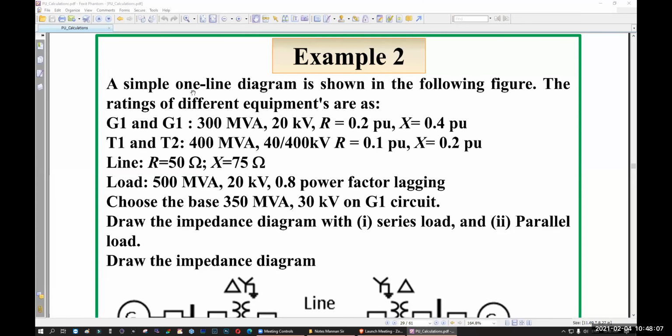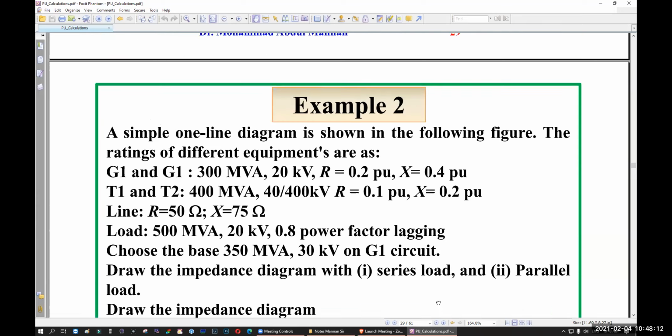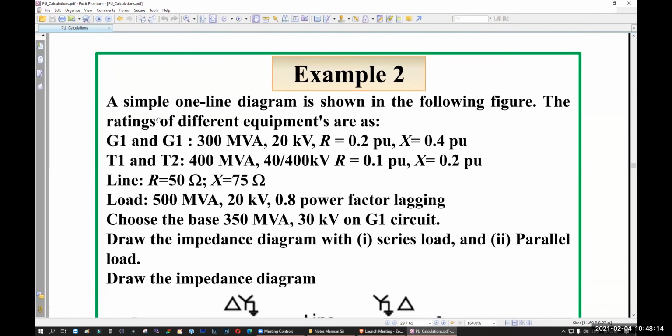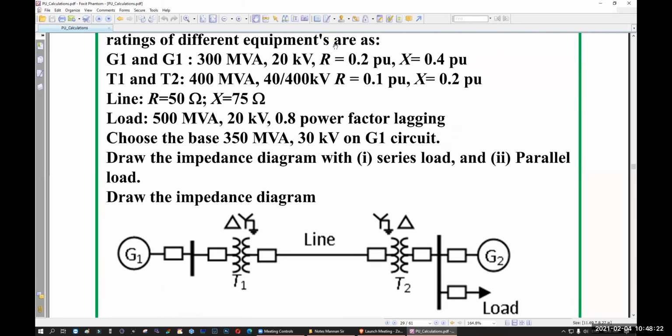Example 2: a simple one-line diagram is shown in the following figure. That means this one. Then the ratings of the different equipment, that means the rated values, are as follows. Number 1 is G1 and G2, that means generator 1 and generator 2. So you have 300 MVA, 20 kV, R 0.2 PU, X 0.4 PU.